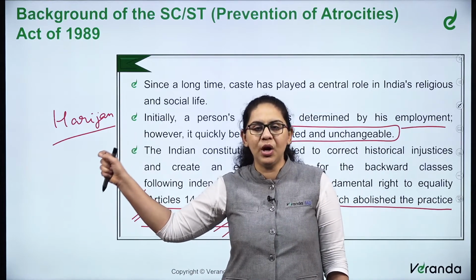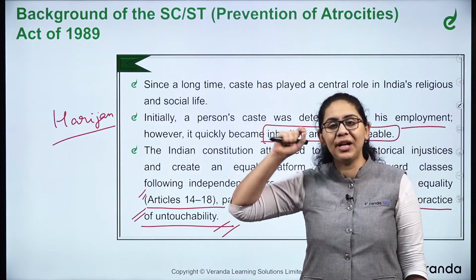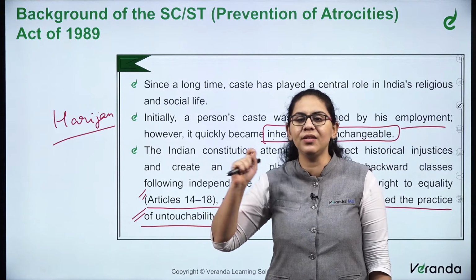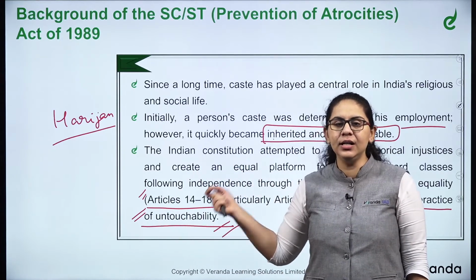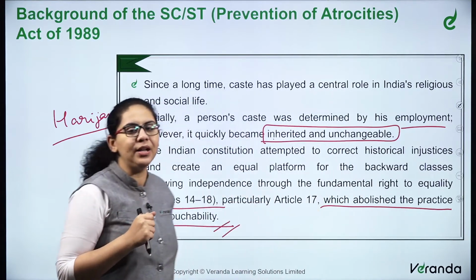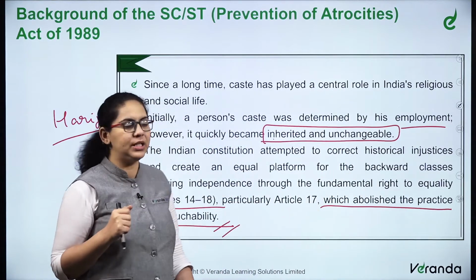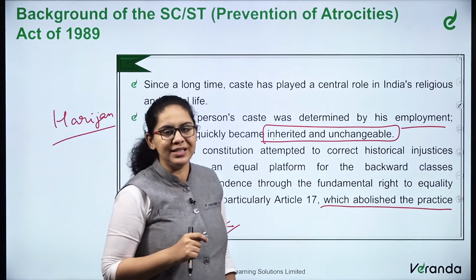So this is the concept, that from that time onwards the practice of untouchability was practiced in our society very widely. Article 17 of the Indian Constitution prohibited this practice of untouchability, and this was thus a very good step, a very novel step.